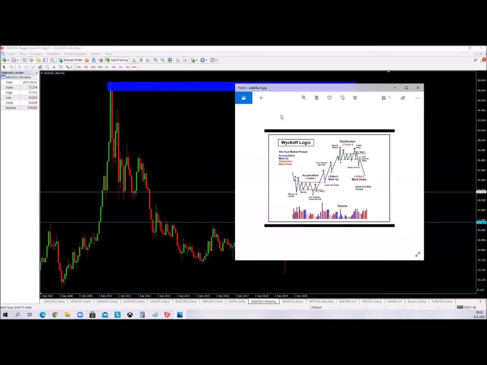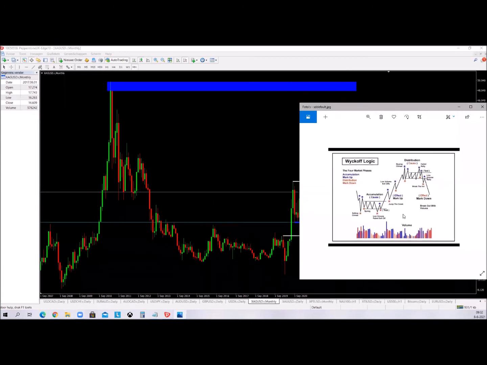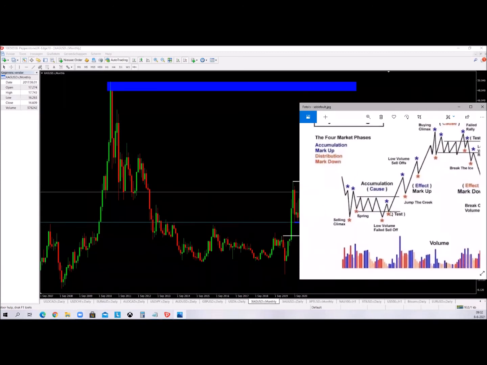Let's open the picture again. What do we have here? Again, clean accumulation. I want to highlight it, but you got your selling climax, multiple tests in phase B, another one, clear spring, again, another violent one, breakdown, and immediately close above, break of structure, and off we go.